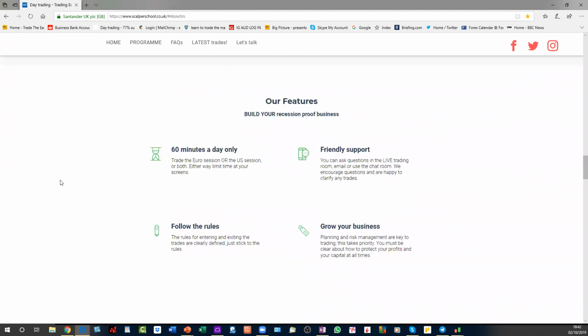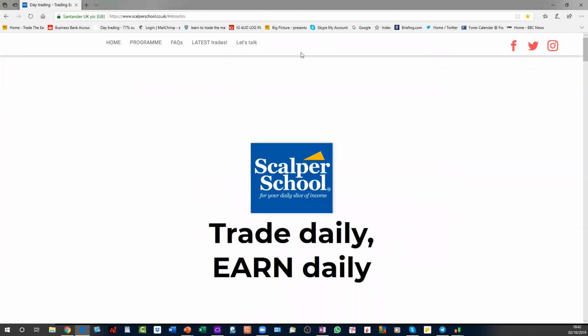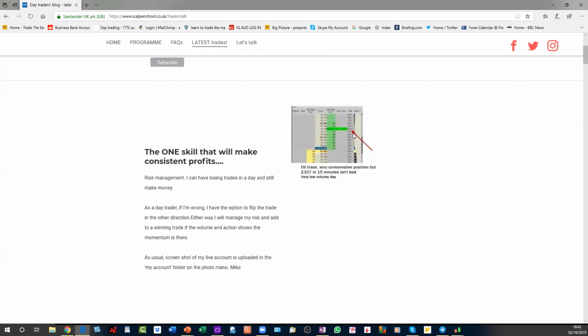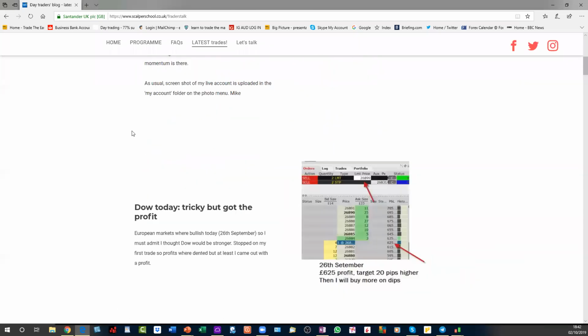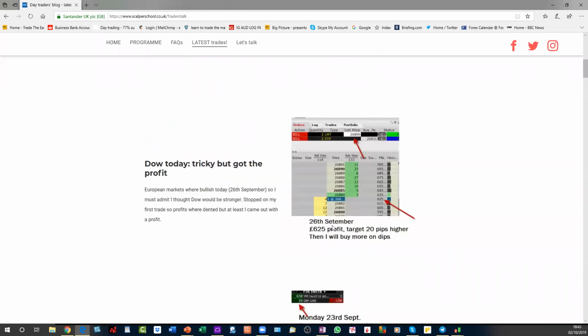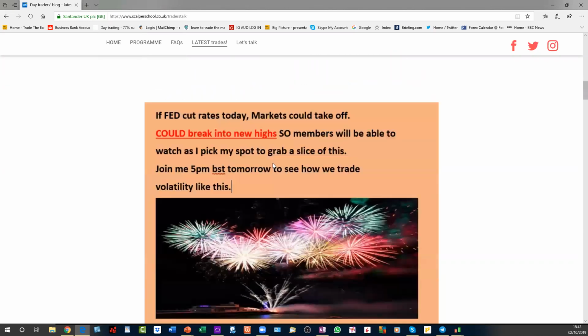Right, what else is here is, if I go to this page, latest trades. I try and keep this up to date. Here you'll see some screenshots. Admittedly, that's quite small. I made 327 quid in 15 minutes. Not a lot, but that was oil, and that was quite slow. Yes, it's all online, by the way. Sorry, I should have told you about that. Here is £625 profit on the 26th of September. There's my target, and so on. These are all screenshots of my accounts.